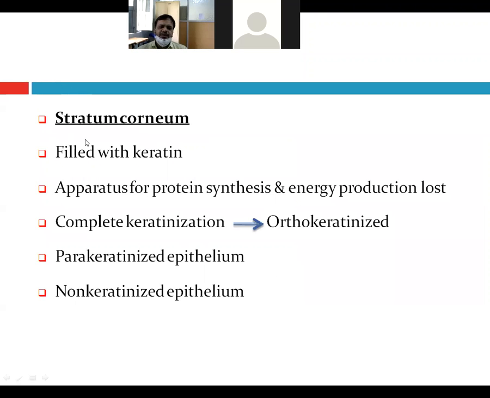And the last layer is called stratum corneum or corneal layer. It is filled with keratin. Here the nucleus has disappeared and complete keratinization occurs in the process. The complete keratinization may be orthokeratinized, parakeratinized or non-keratinized. So stratum corneum usually consists of orthokeratinized, parakeratinized or non-keratinized epithelium.